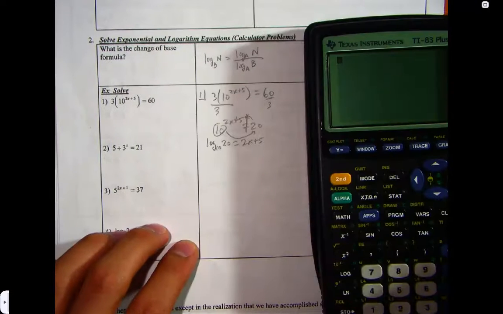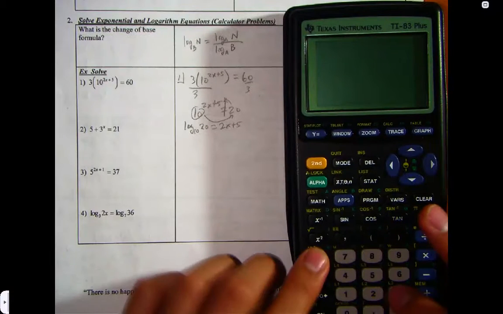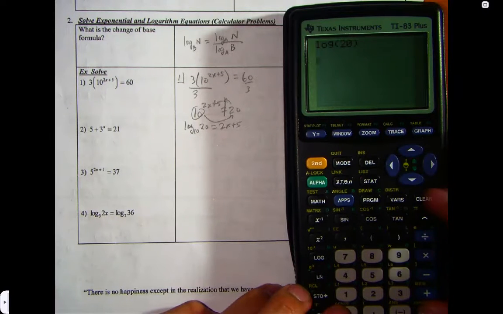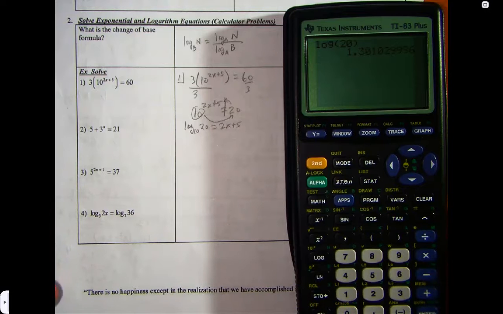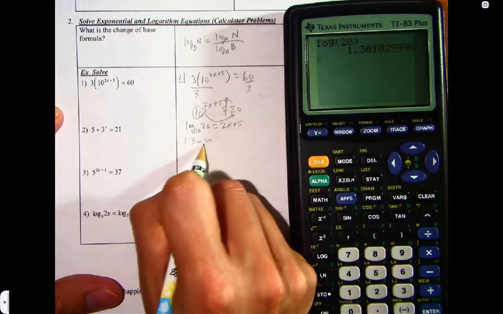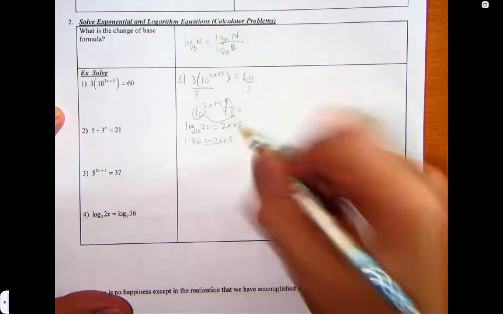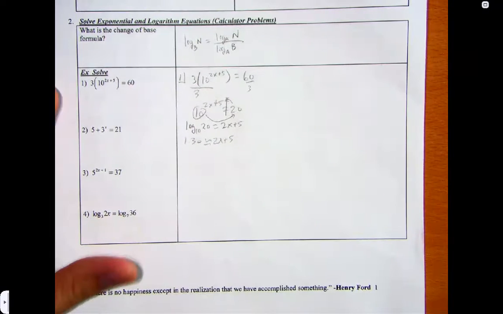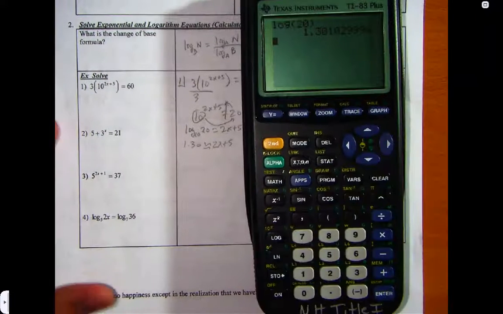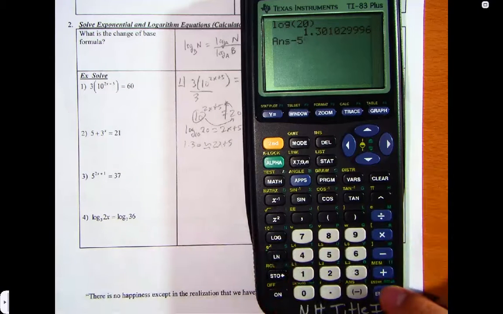Since the base is already 10 on my calculator, I'm going to hit log 20, enter. I get 1.30 is approximately equal to 2x plus 5. Then it becomes Algebra 1, a two-step equation. I'm going to subtract 5 using my calculator. So once you get that, you just hit minus 5, hit enter.